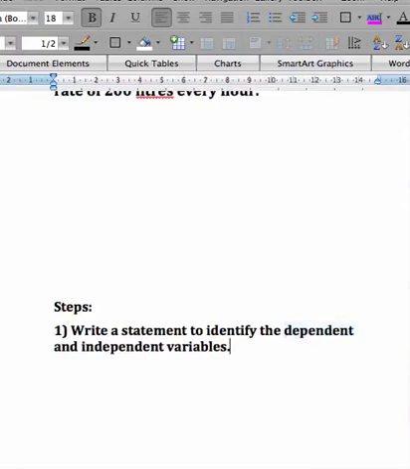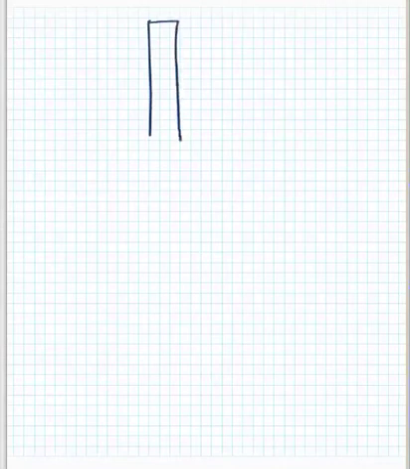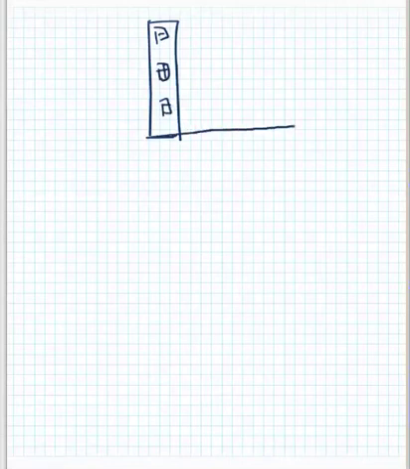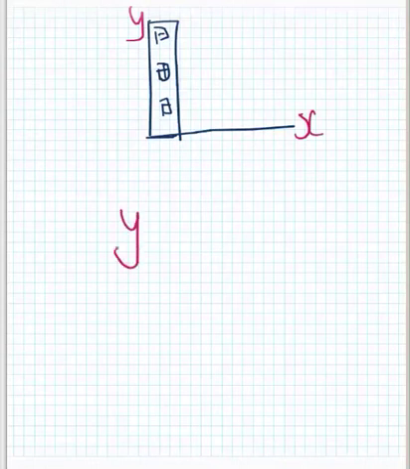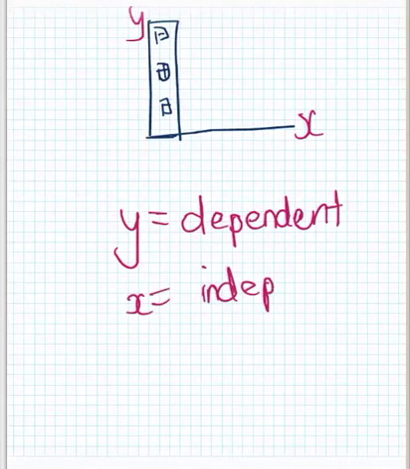So let's just recap, if you've forgotten. If we draw a quick building and there's some windows and there's the ground, to remember what variable depends on what. If the building is the y-axis and the ground is the x-axis, we know the building depends on the ground. So y depends on something. So y is the dependent variable, and that means x is independent. It doesn't depend on anything.